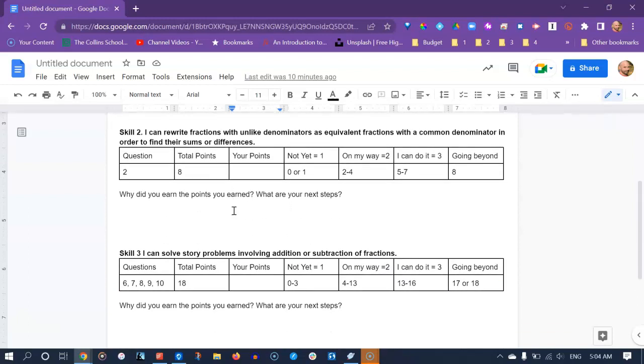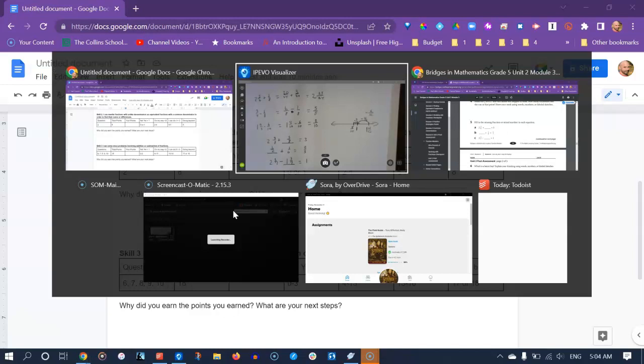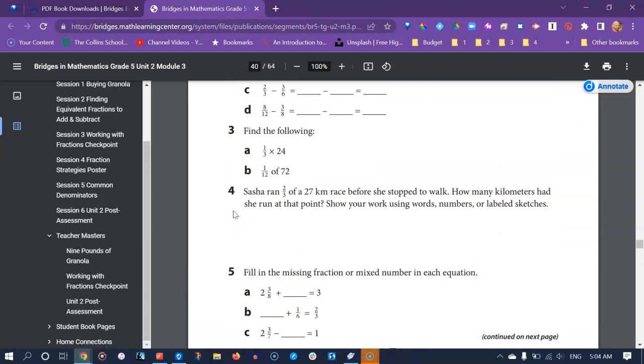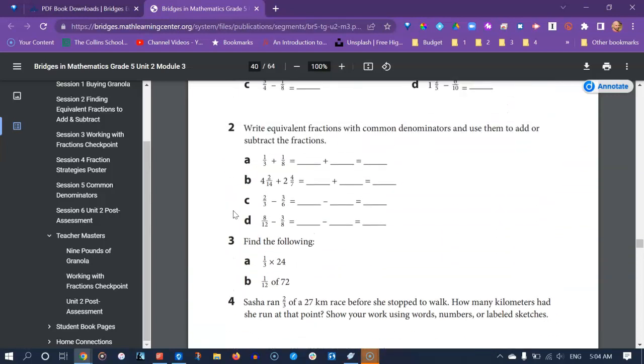All right, now we're going to go to skill number 2, which is question 2. So we have 1/3 plus 1/8. We have 4 2/14 plus 2 4/7. We have 2/3 minus 3/6. And then we have 8/12 minus 3/8. All right, here we go.